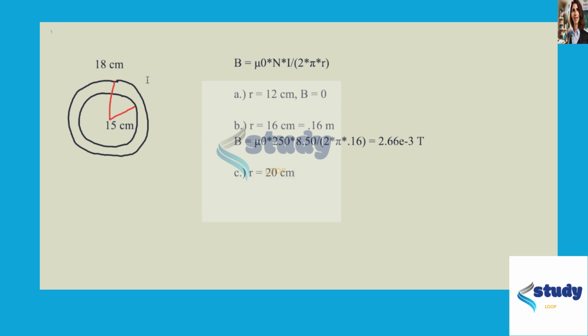Now for part C, we have a distance of 20 centimeters. And now this again is outside the torus. So we're totally outside of the outer radius. So again, outside the torus, the magnetic field is always just equal to 0. So the answer to part C is just going to be B equals 0.